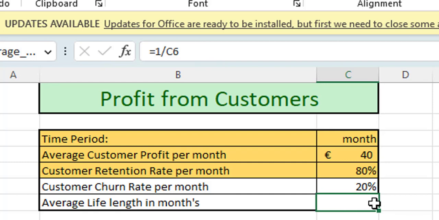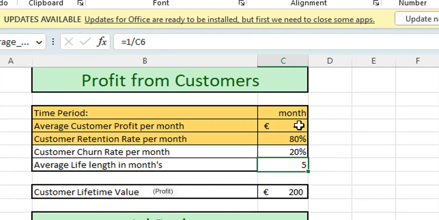Considering that they stay 5 months, and it's 40 per month, so 5 multiplied by 40 gives you 200. So the customer lifetime value to you, the value to you of getting a new active customer, is 200 in terms of profit. Okay, and remember, the big mistake I see people making is they say, oh, the sale value was 40. No, we're not talking about the sale value.